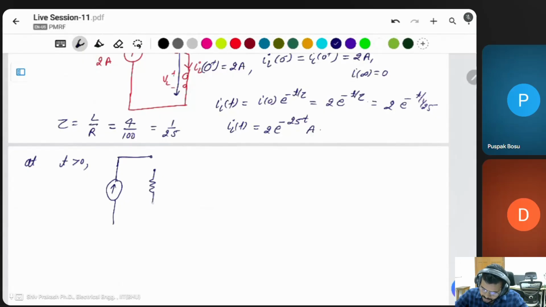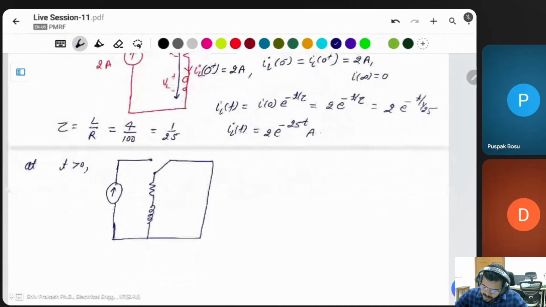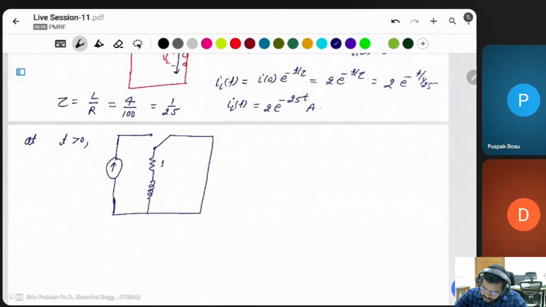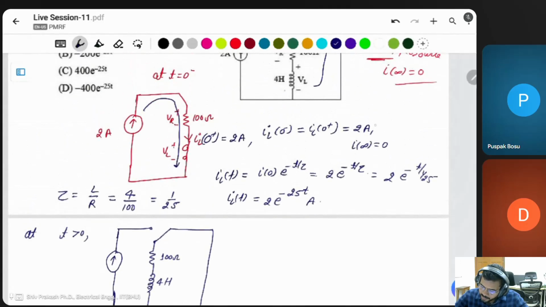There is a resistor and an inductor. This circuit is connected like that. This is the 100 ohm resistor. This is a 4 Henry inductor. Then there is an initial current, an initial current of 2 ampere.